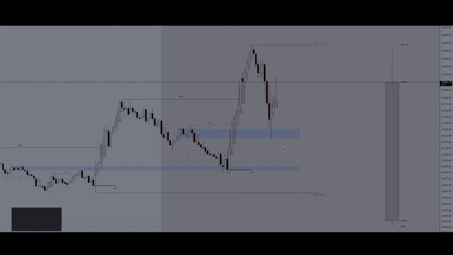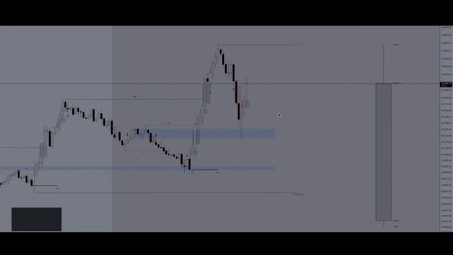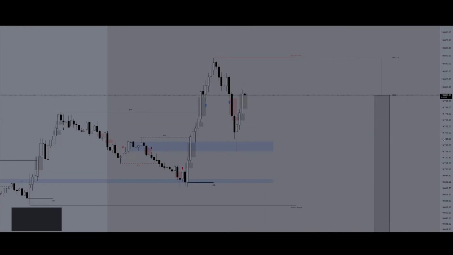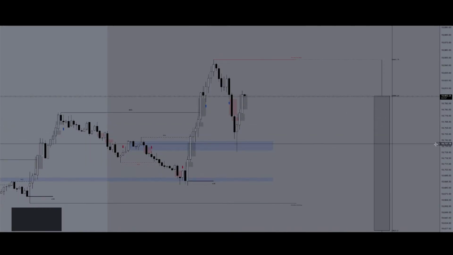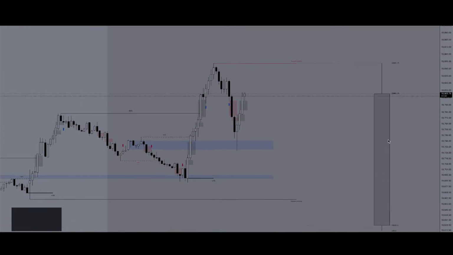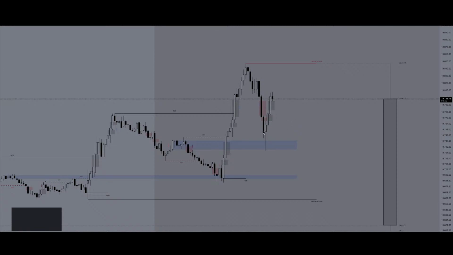Super nice rejection off this breaker. Obviously, you guys can see that. I didn't need to do commentary on that, but would I have taken an entry off this breaker? It looked nice, but if I don't see my setup print, then I can't take it. I can't take it. It would have been pretty nice though.